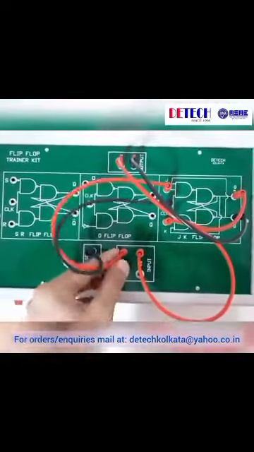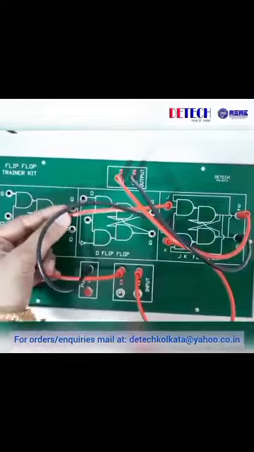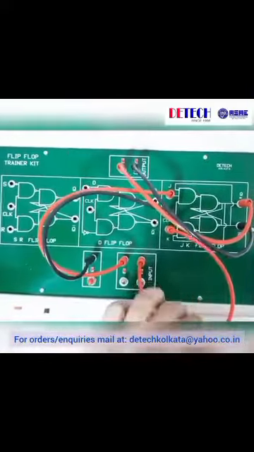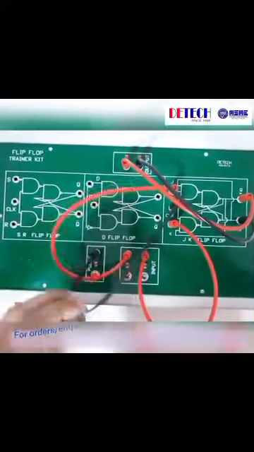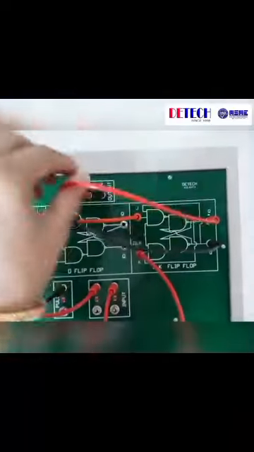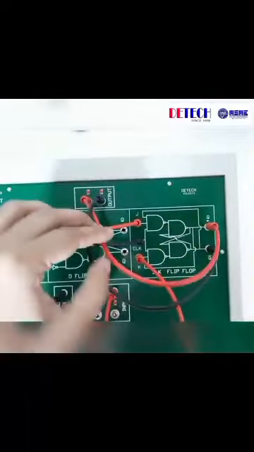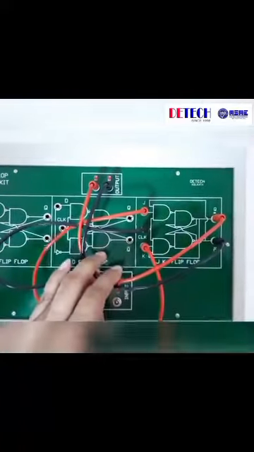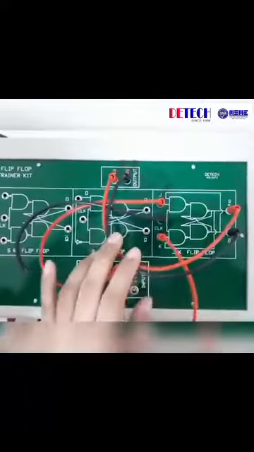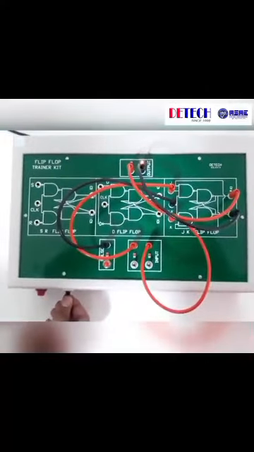So this has been connected. The first input is connected to J. The second input is connected to the K terminal. The pulse has been connected with the clock terminal. The output Q is connected with the red wire and the output Q bar is connected with the black wire. Now we'll see what we get as the output when we have different combinations of inputs.